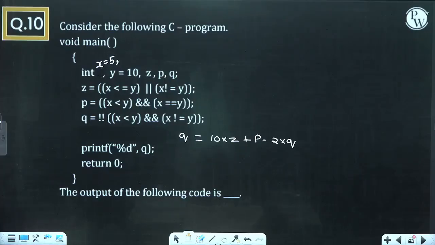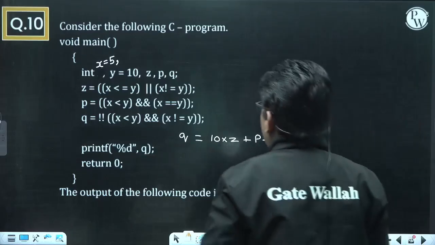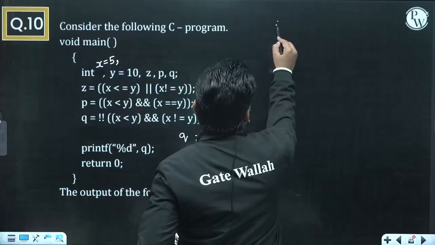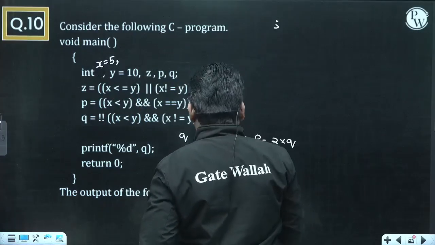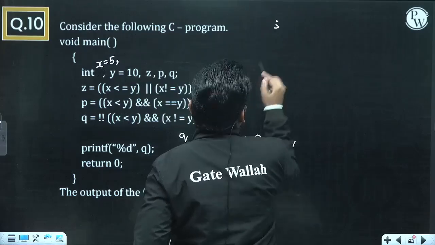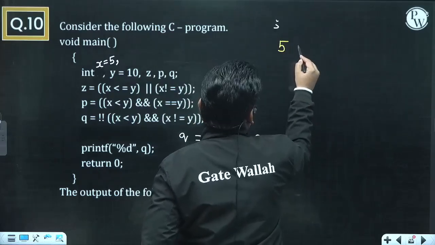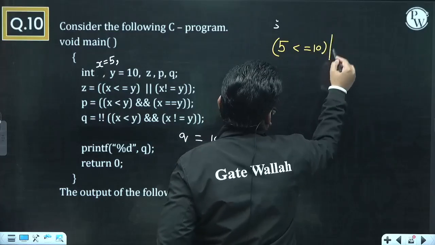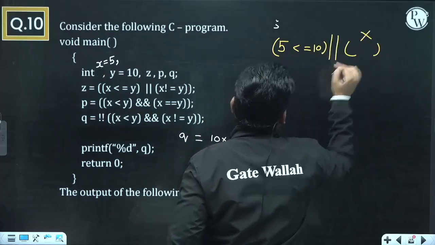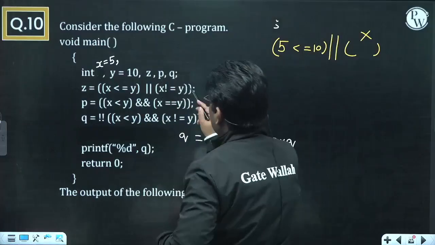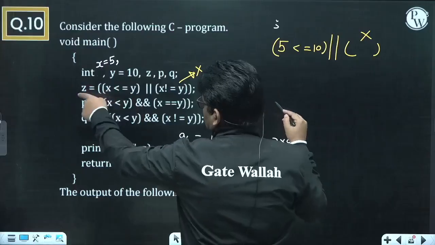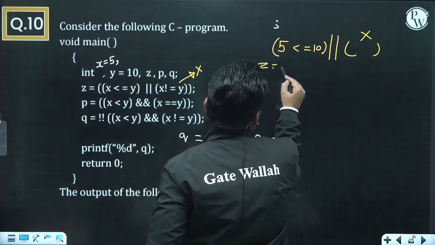What is the answer? Let's understand it. Okay, sir. x less than equal to y, 5 less than equal to 10. Is it true? Yes, sir, it is true. Do we need to evaluate the other part? No, sir, never evaluated. Because this is true, Z will get a 1.